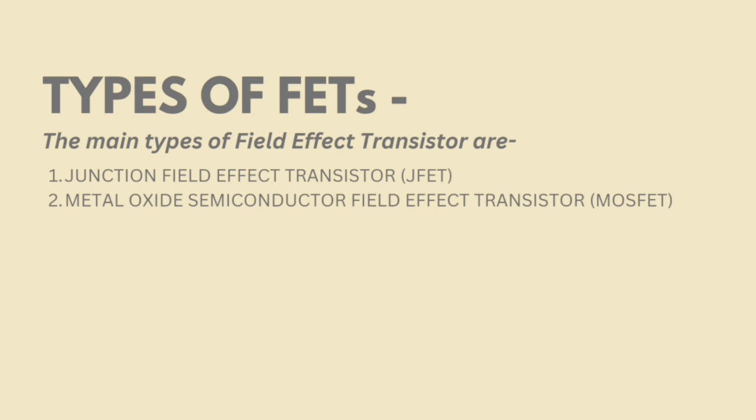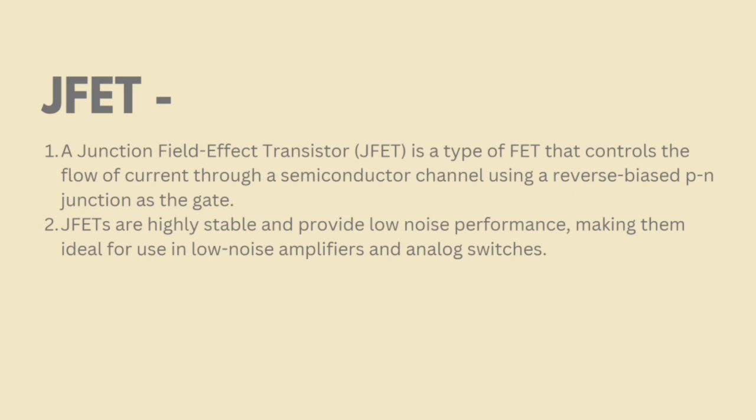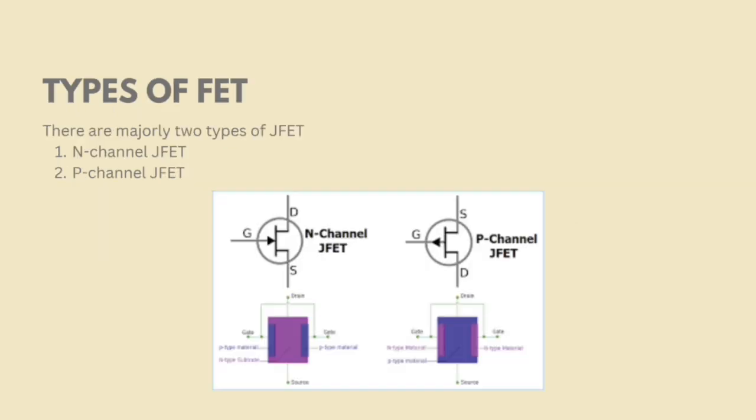There are mainly two types of FETs: the junction field effect transistor, or JFET, and the metal oxide semiconductor field effect transistor, commonly known as the MOSFET. Our main agenda is to discuss the JFET. The JFET is a three-terminal transistor which controls the flow of current through a semiconductor channel using a biased PN junction as a gate. They have very high input impedance and low noise performance, which makes them very suitable for industry use.